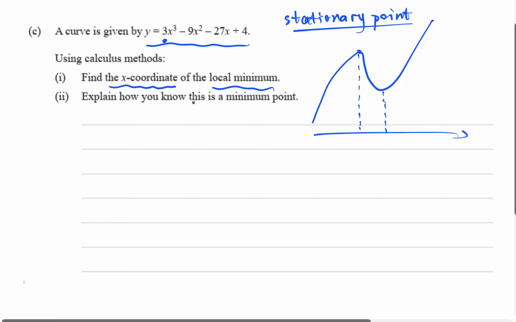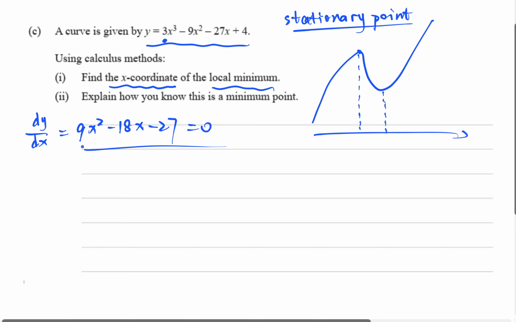But the method to figure out the x value is the same. So we do the differentiation first. dy over dx equals 9x squared minus 18x minus 27, and let this equal 0. Solve this quadratic equation. I will do it by hand, and if you have a graphing calculator and know how to use it, you can use the calculator.